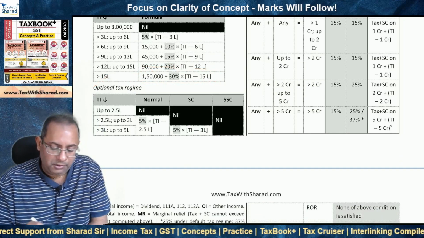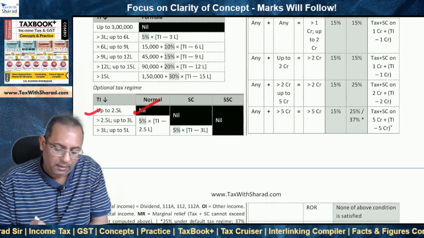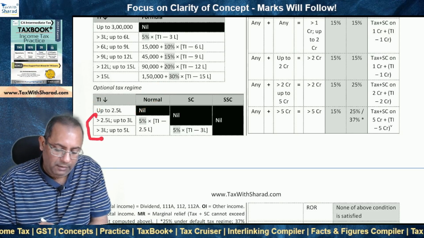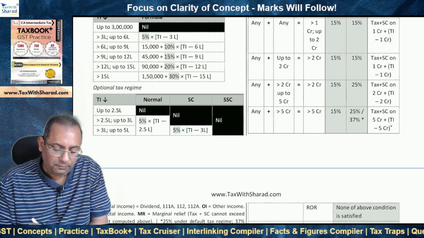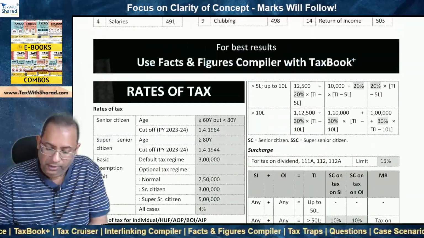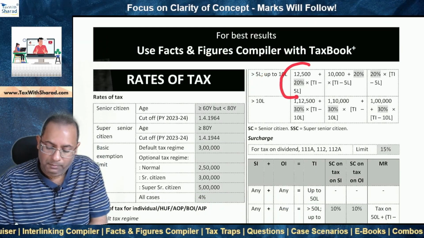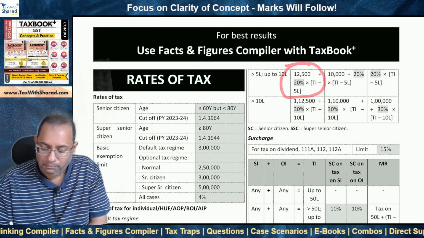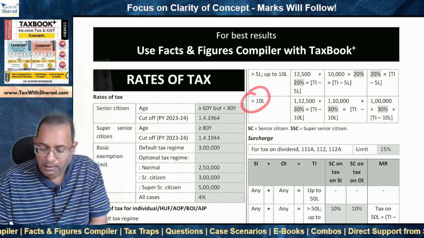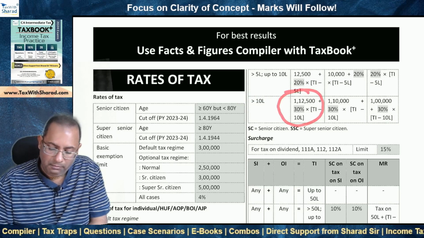Now look at optional tax regime, total income. For a normal case, up to 2.5 lakh, no tax. More than 2.5 lakh and up to 5 lakh, the formula is 5% into within bracket total income minus 2.5 lakh. More than 5 lakh and up to 10 lakh, the formula is 12,500 plus 20% into within bracket total income minus 5 lakh. More than 10 lakh, the formula is 1 lakh 12,500 plus 30% into within bracket total income minus 10 lakh.